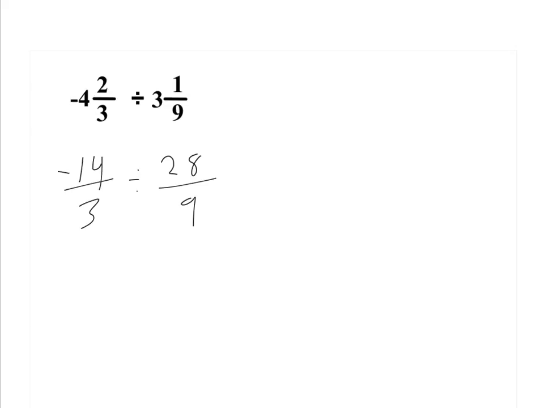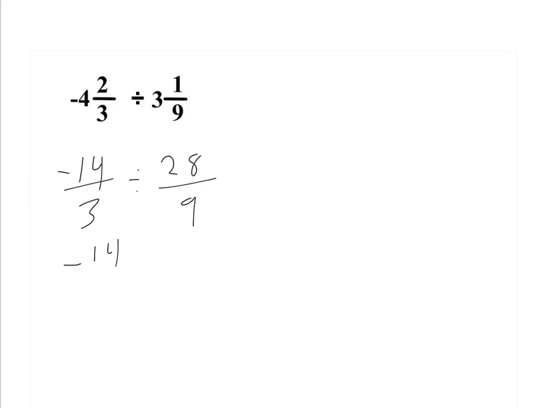Notice that I didn't try and flip it on this step. Notice that I wrote it out as a division problem still. Because if you try and flip it while you're trying to figure out what the improper fractions are, you're going to get it wrong. That's where most people mess up. They don't want to write out the step. They think it's unnecessary. You do. You need to write it out. Now I can flip it.